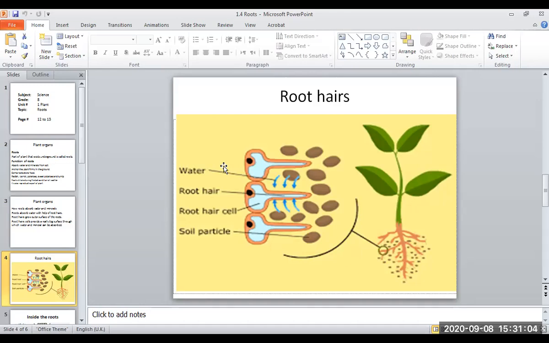Okay, boys, look here at how the roots absorb water and minerals from the ground. Revise this topic, and if you have any questions you can ask in the next class.